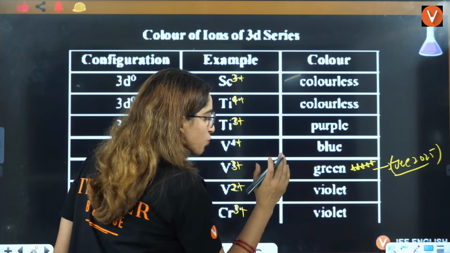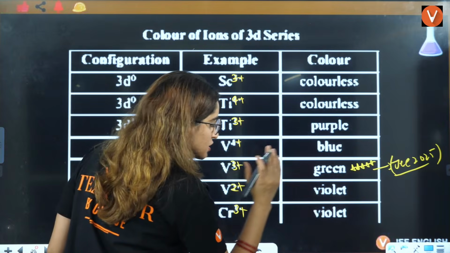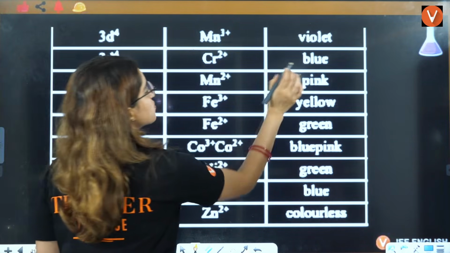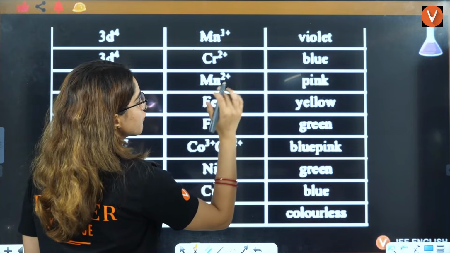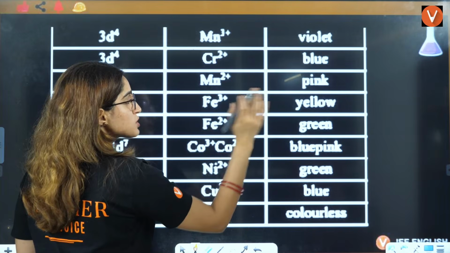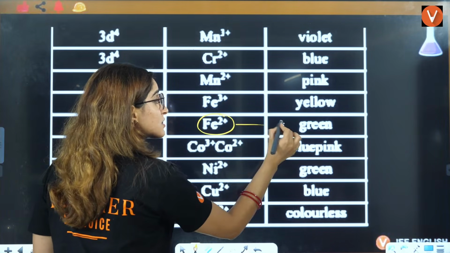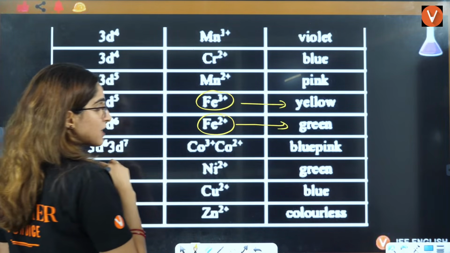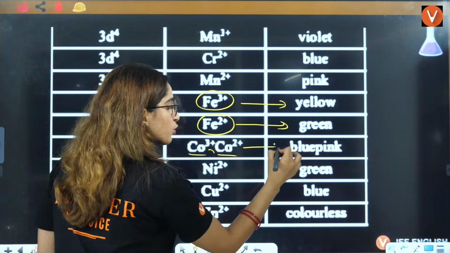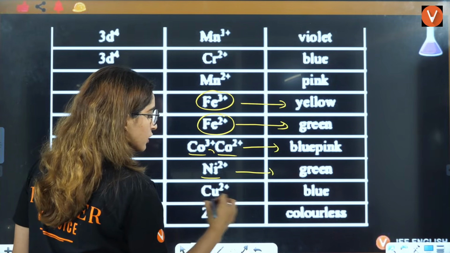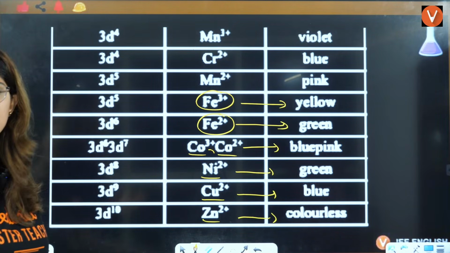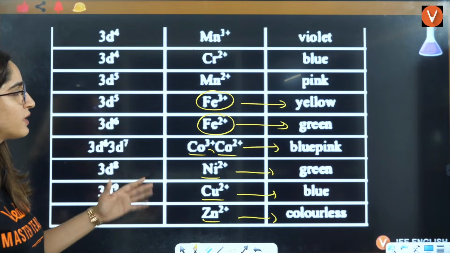Vanadium 2 positive is violet in color. Chromium 3 positive is violet in color. Then chromium 2 positive is blue in color. Manganese 2 positive is pink. Then iron 2 positive is green, and iron 3 positive is yellow in color. Cobalt, in both 2 positive or 3 positive, is bluish pink. Nickel is green, copper is blue, then zinc is colorless. Colorless, so it's simple, there is no unpaired electron, that's why it is colorless.